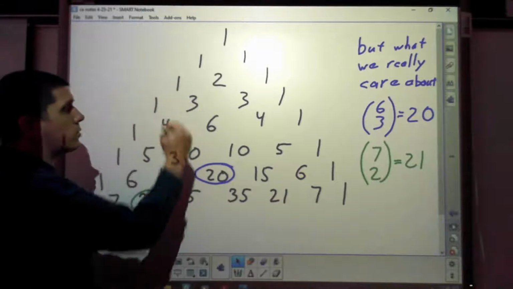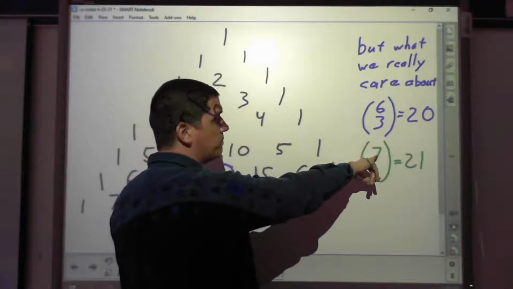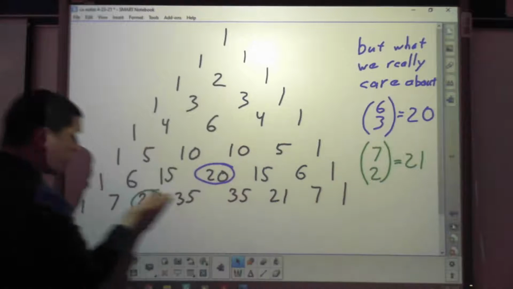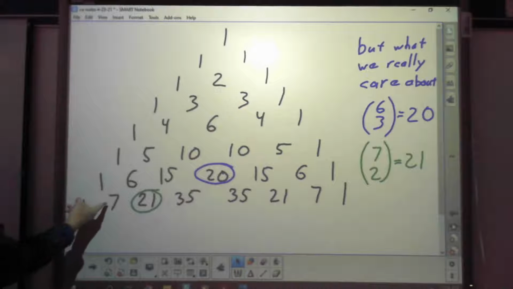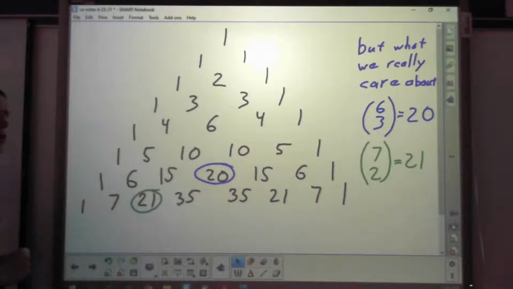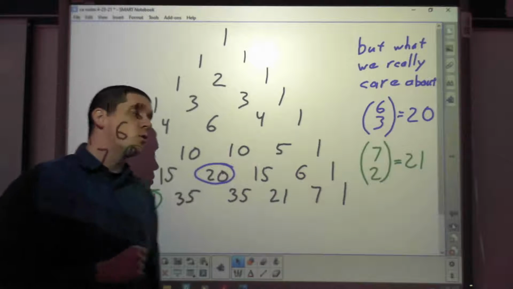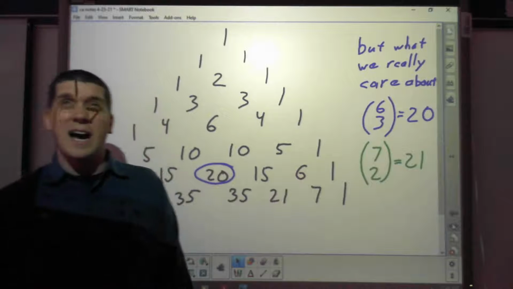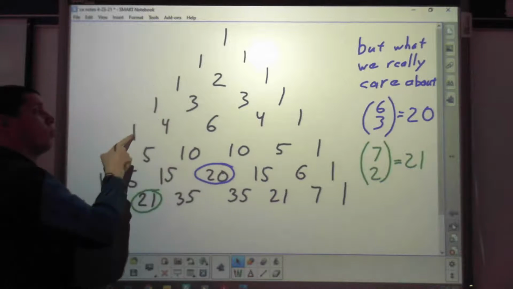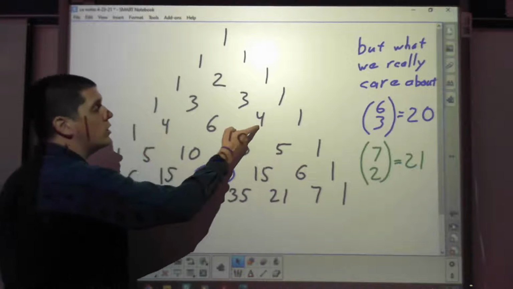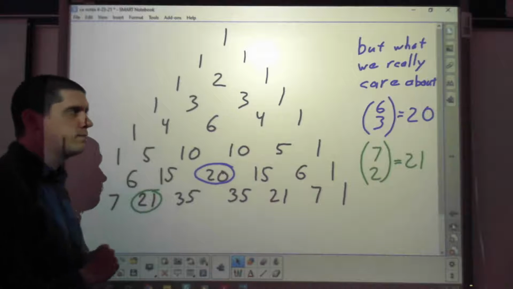So the row number is my top number. I'm in the 7th row. I can see my second number is 7. If this is 0, here's 1, here's 2. So that way when I say, I don't know, 4 choose 3, again, I'll go to the 4 row, choose 0, choose 1, choose 2, choose 3.